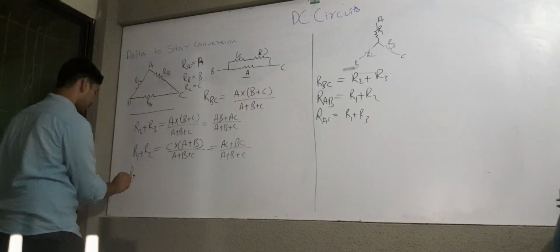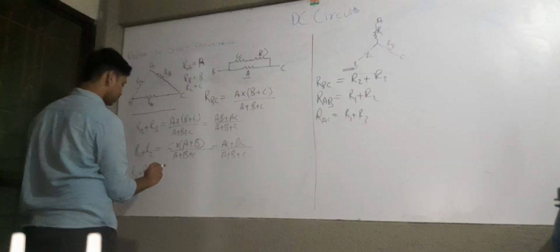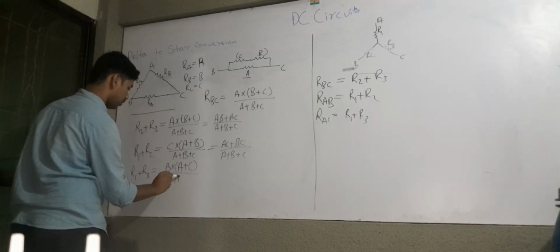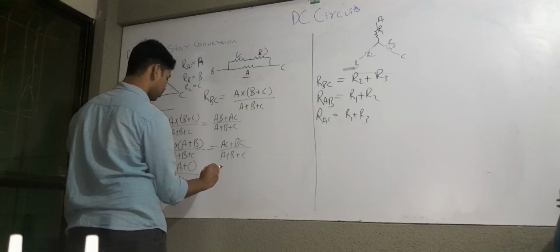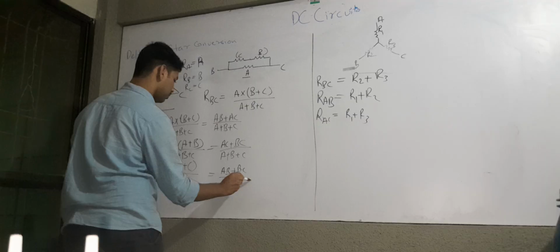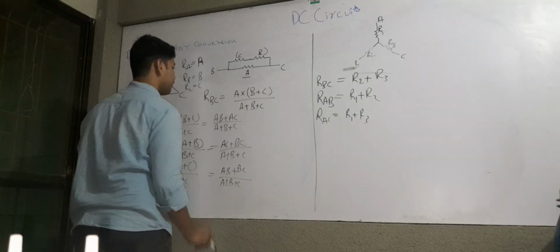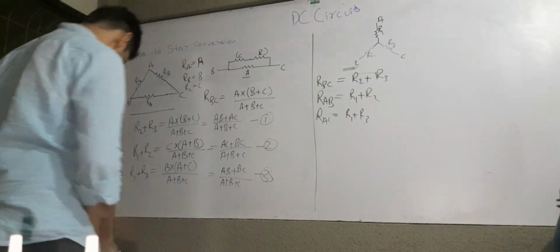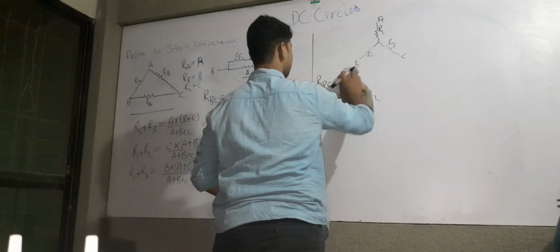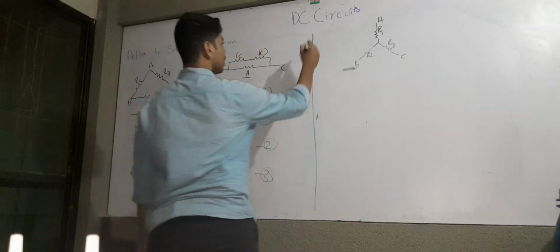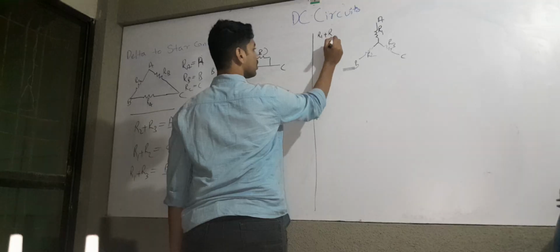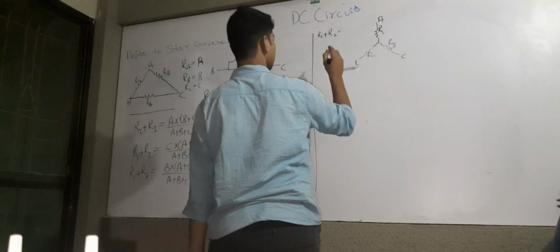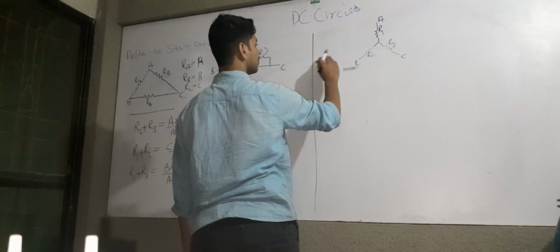Now R1 plus R3 would be the remaining one, B times A plus C over A plus B plus C, which would be equal to AB plus BC by A plus B plus C. So this would be our equation 1, this would be our equation 2, and this would be our equation 3.